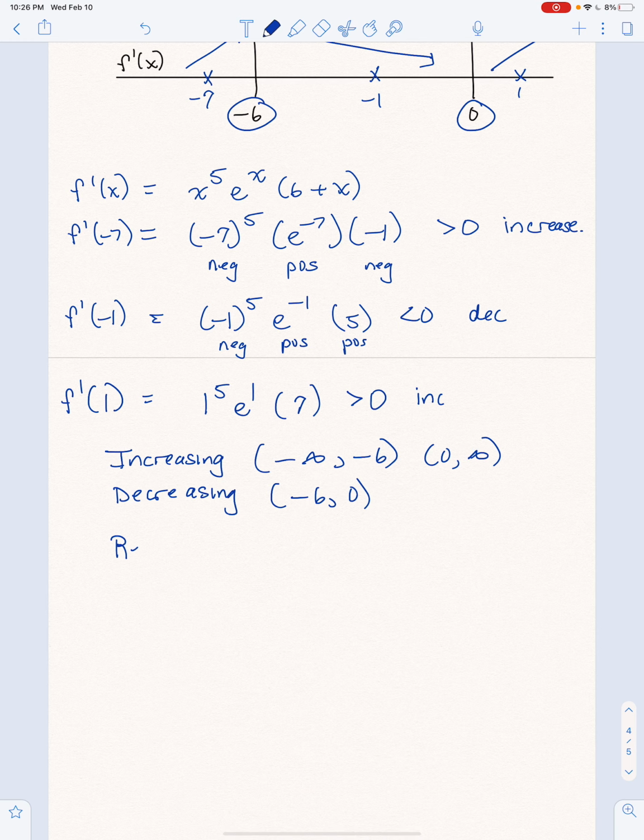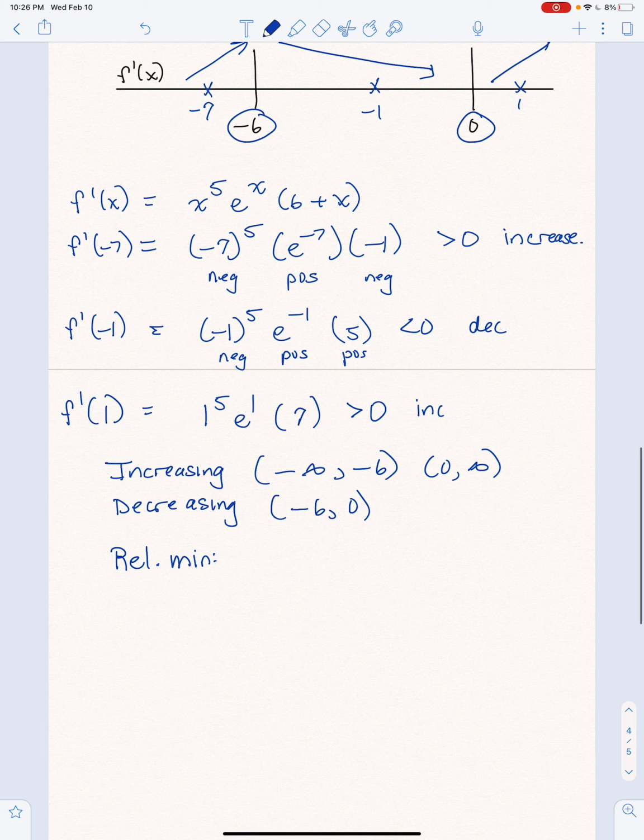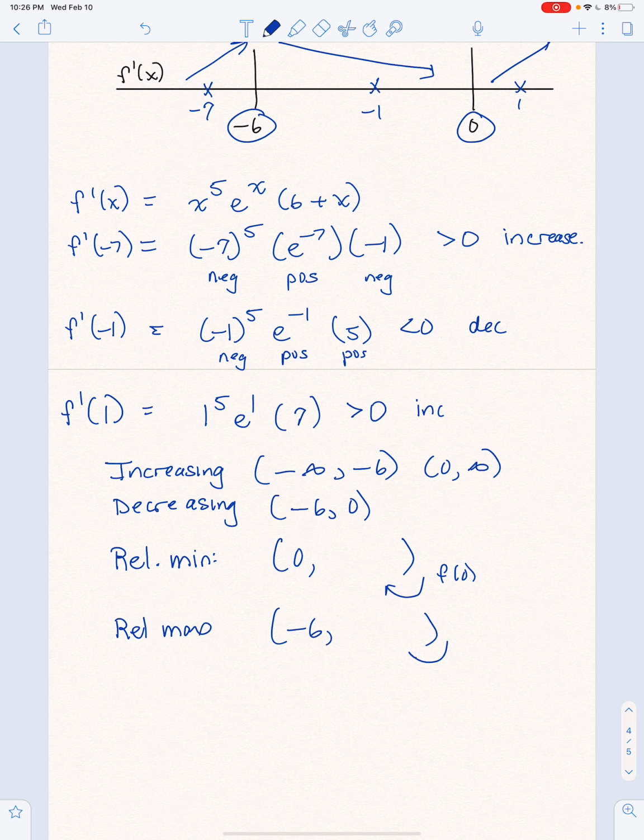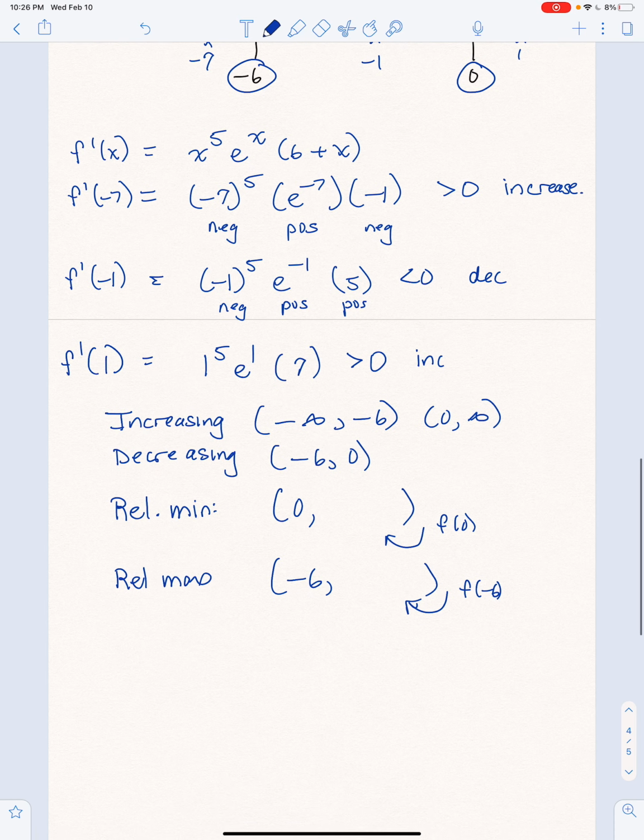This also means that we have a relative minimum point when x equals 0. So I'm going to say 0 comma something. And in the parentheses here, we're going to put f of 0. And we have a relative max at x equals negative 6 and whatever f of negative 6 is. So let's do that off to the side here.